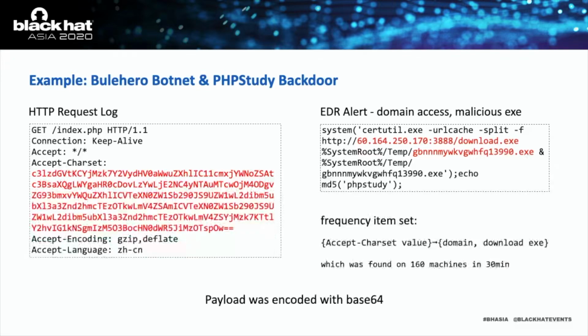As shown on the left, the value in the Accept-Charset field is the same. At the same time, in the terminal alarms of these attacked machines, they all have the same domain access and download malicious files. So we can regard these two parts of data as a frequent item set. Within 30 minutes, this frequent item set appeared on 160 machines. So we can confirm that it's a real attack payload.